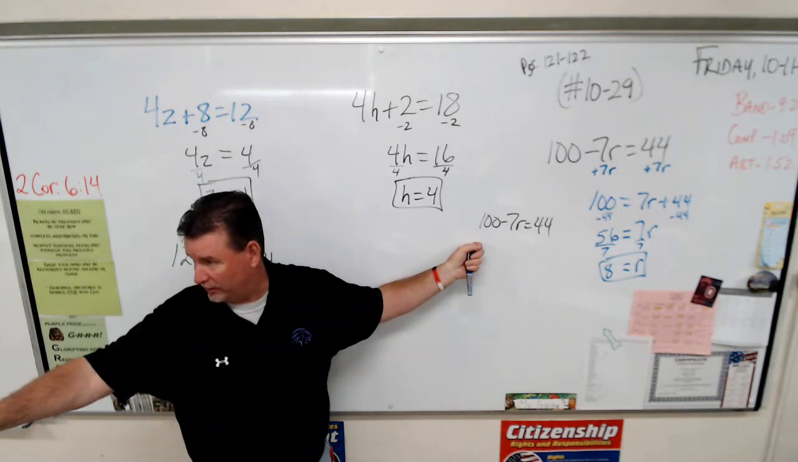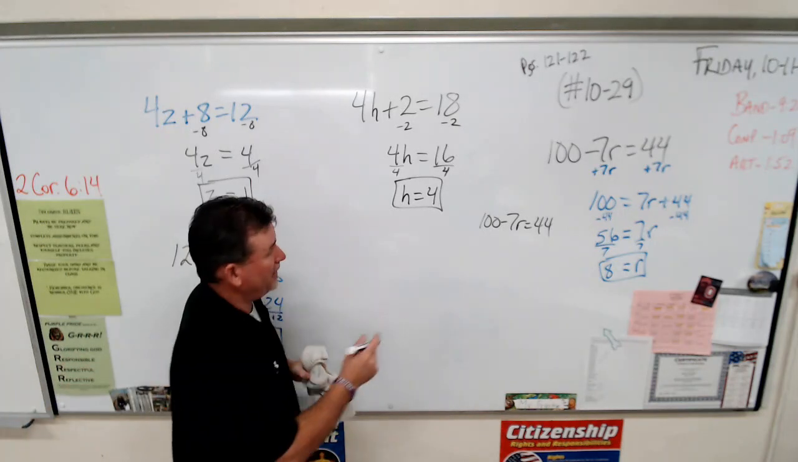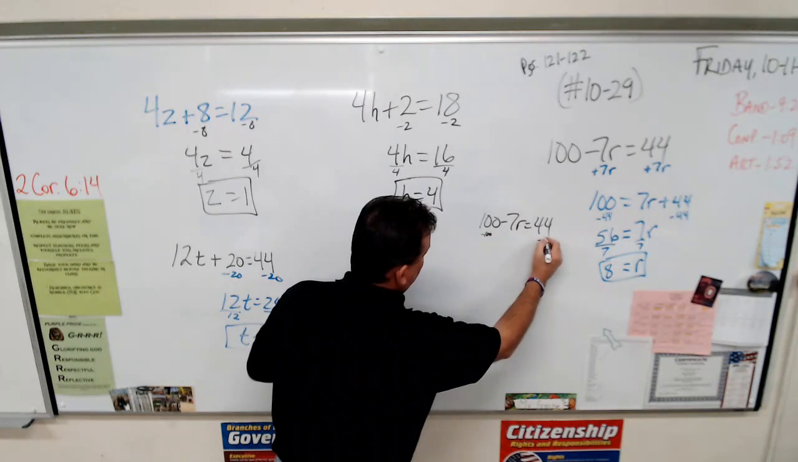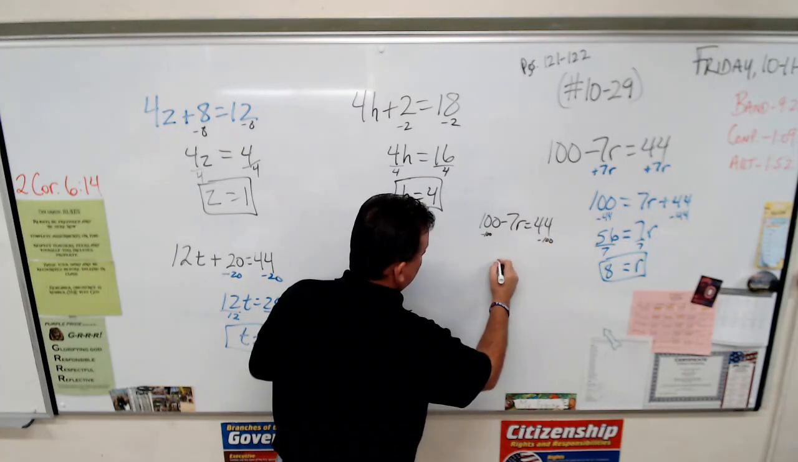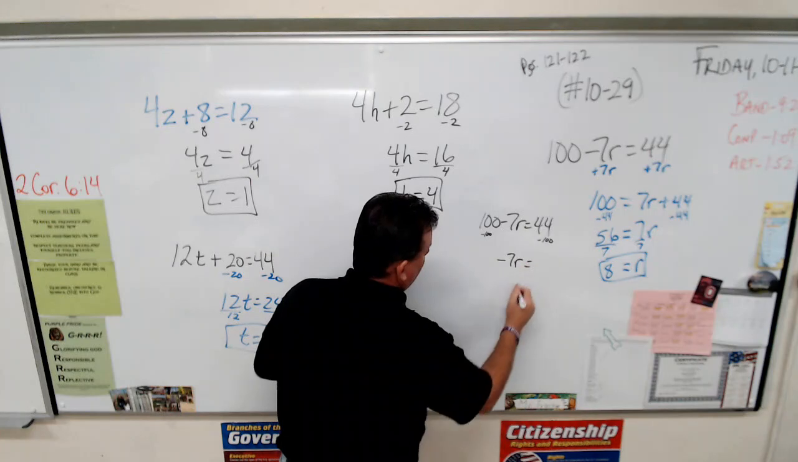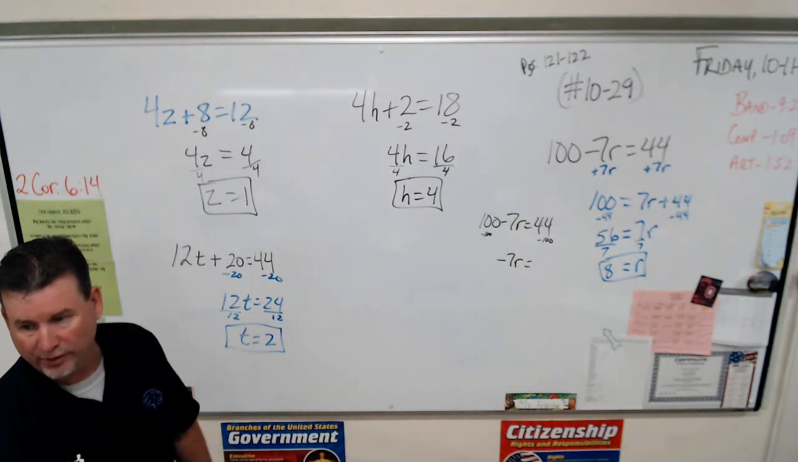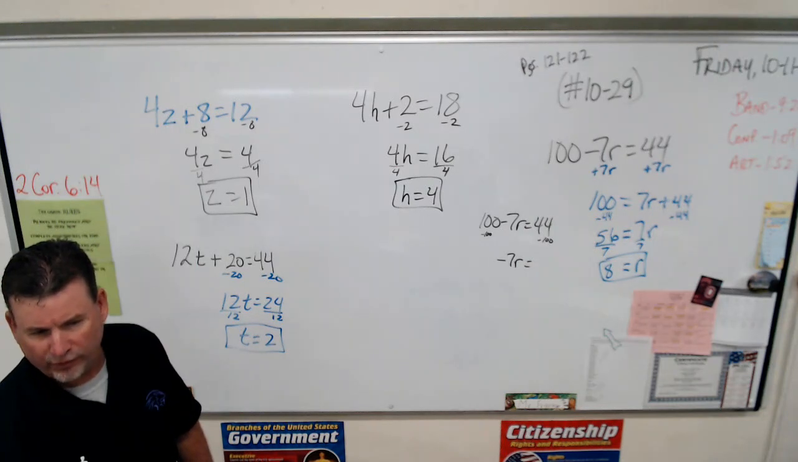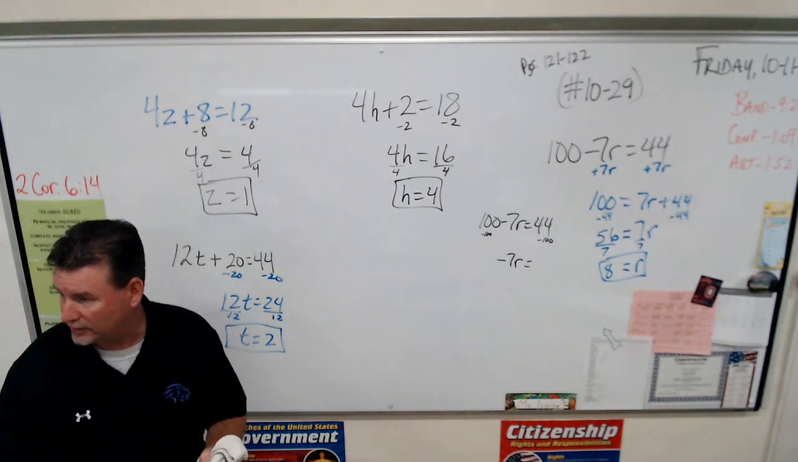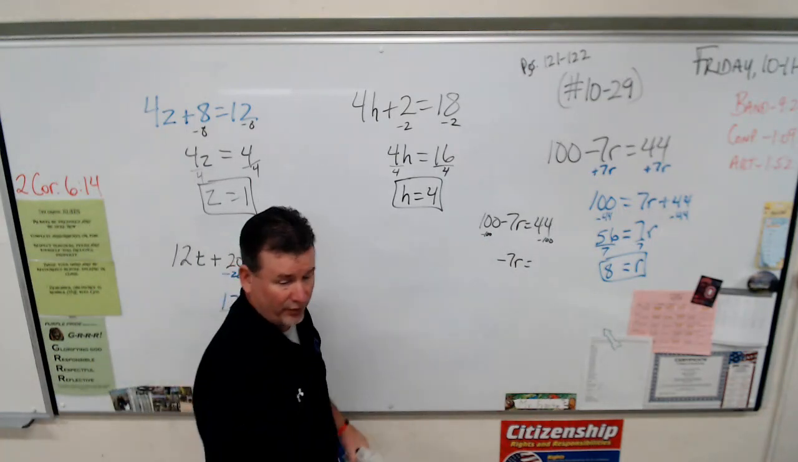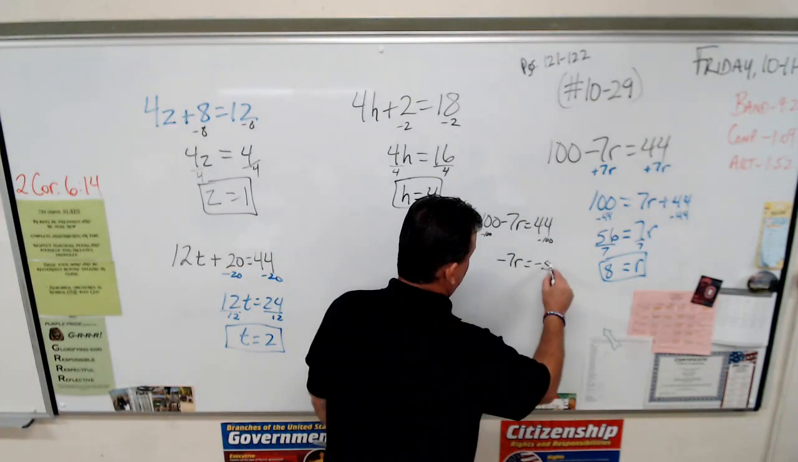Subtract 100. The other way to do it would be minus 100, minus 100, negative 7r equals, well, 44 minus 100. Signs are different. Find the difference: 56. Use the sign of the larger one. Negative 56.